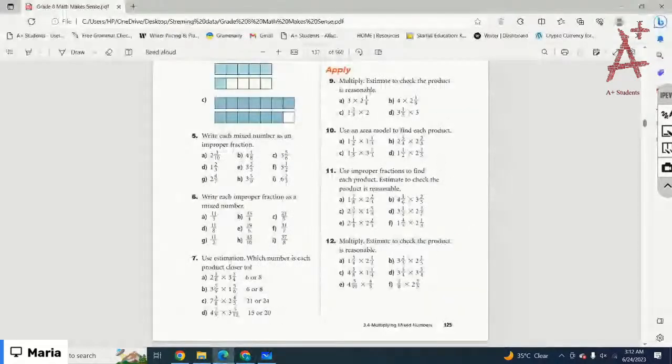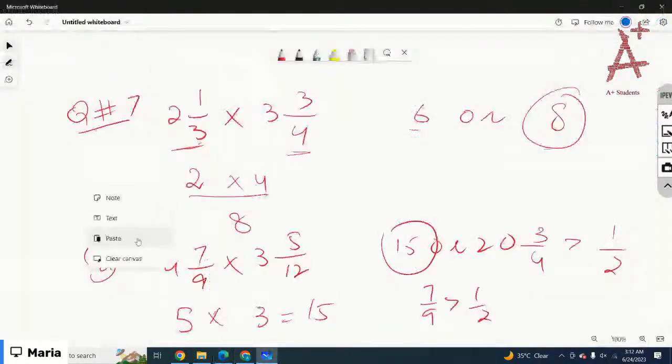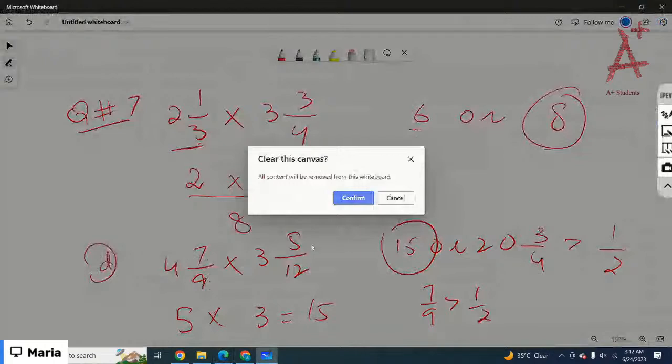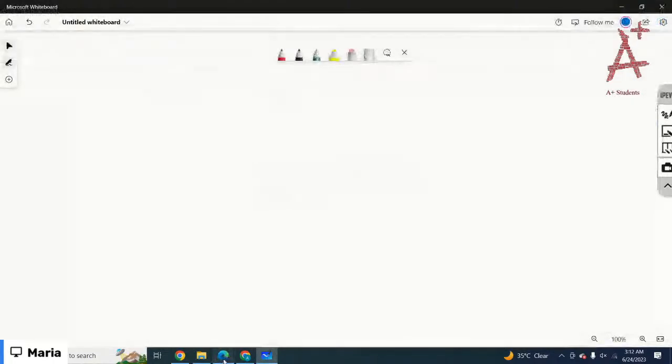Okay, let me just. Question number 9. Multiply and estimate. Use an area model. Use improper fraction to find each product. Okay, let's just look at the question number 11. You have to do 1 times 7 over 8 and 2 times 2 over 3. The rest of the questions are exactly the same. You can try them on your own.